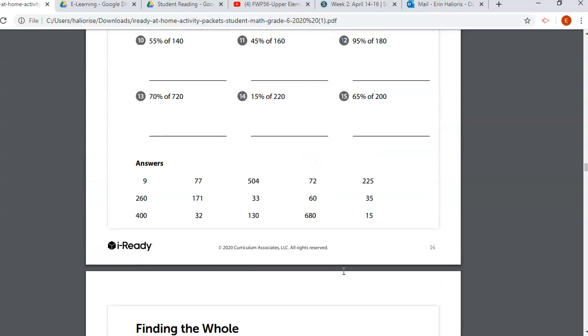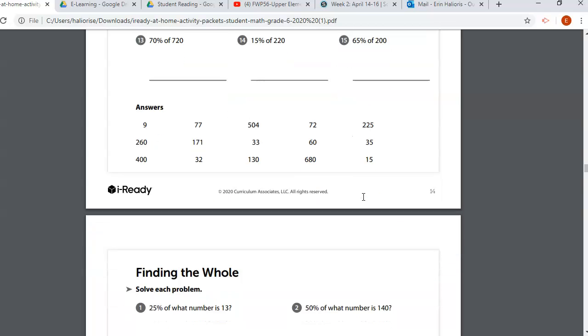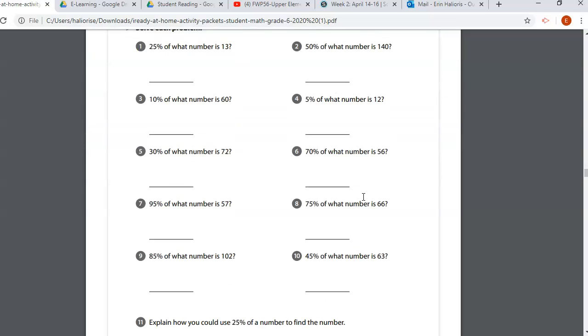Also, you have all the answers right here. So when you come across an answer, we had 680, we'd cross it off, and we had 32, so we'd cross that one off. All the answers are on the bottom, they're just not in order.